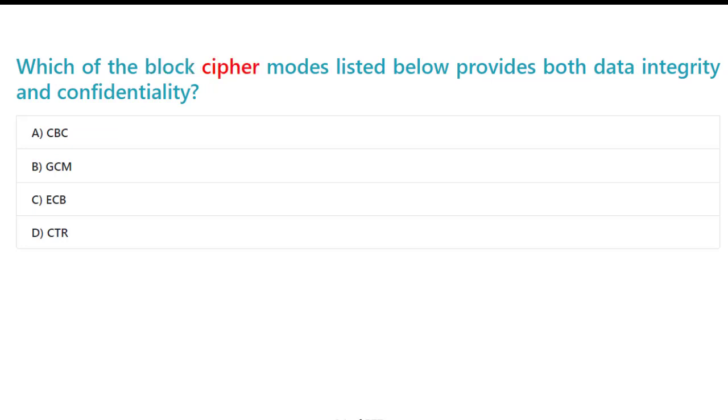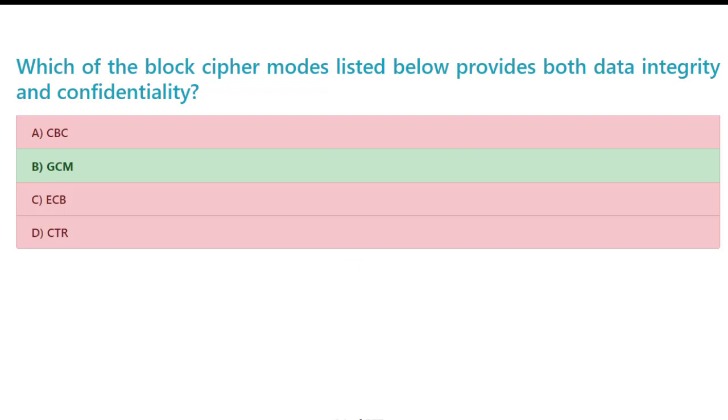Which of the block cipher modes listed below provides both data integrity and confidentiality? A. CBC. B. GCM. C. ECB. D. CTR. The correct answer is B. GCM.